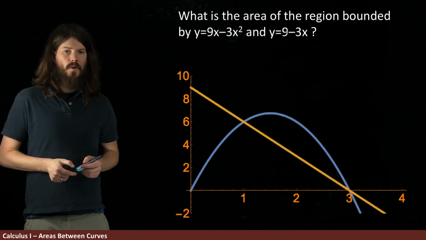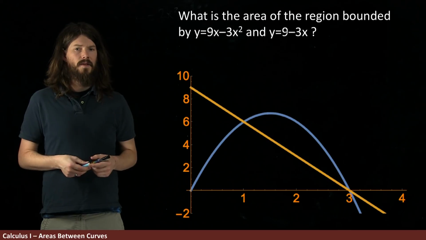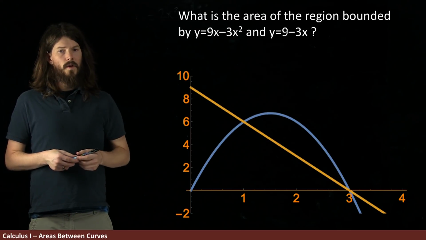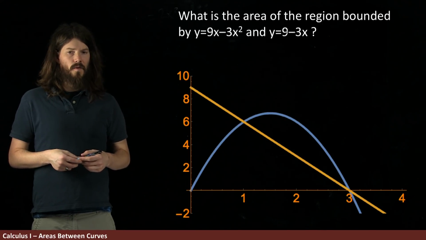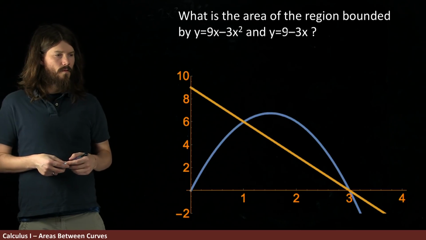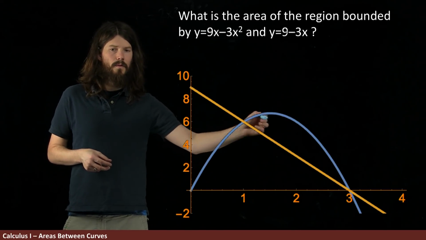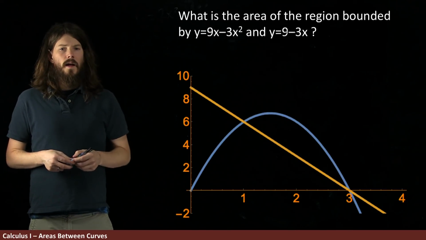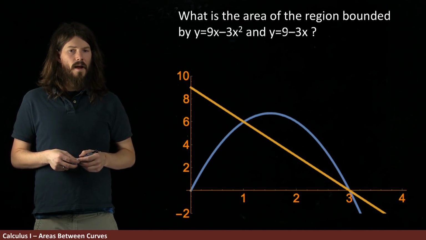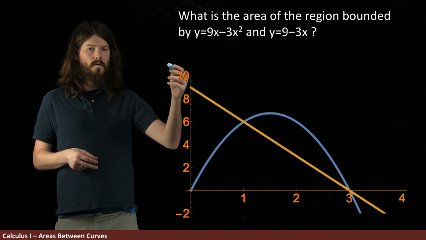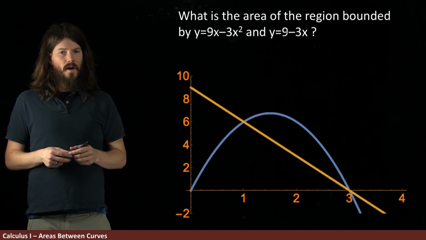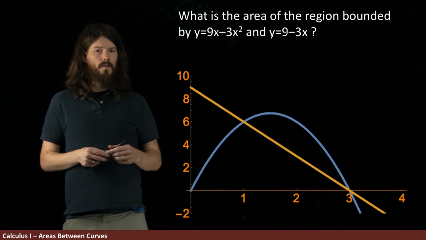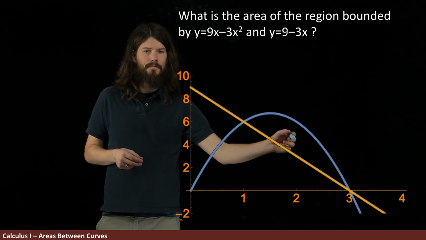So with this in mind, we can try to tackle a more interesting problem such as the one we have here. Here we want to find the area of the region bounded by y equals 9x minus 3x squared. That quadratic function has a parabolic graph, which we see in blue. And y equals 9 minus 3x. This is a linear function whose graph we have in orange there. So we're interested in finding the area between these two curves, right in here.